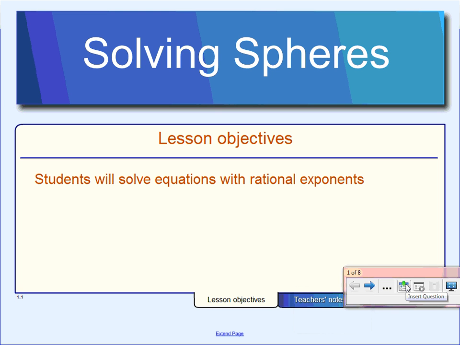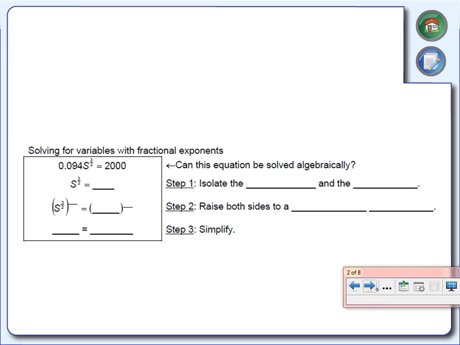All right, so here we go. Solving spheres. Remember, we're looking at page 2. Again, students will be solving equations with rational exponents, which means our exponents are going to be fractions. That's what rational means. All right, so let's see how this is going to work. They give us an example up at the top here. And the example we're going to start with is 0.094s to the 3/2 power is equal to 2,000.